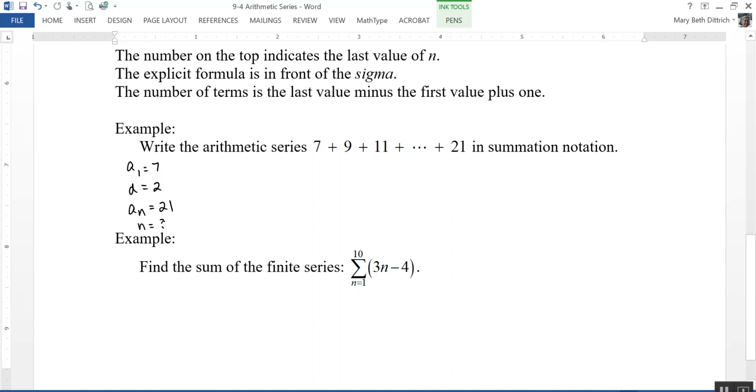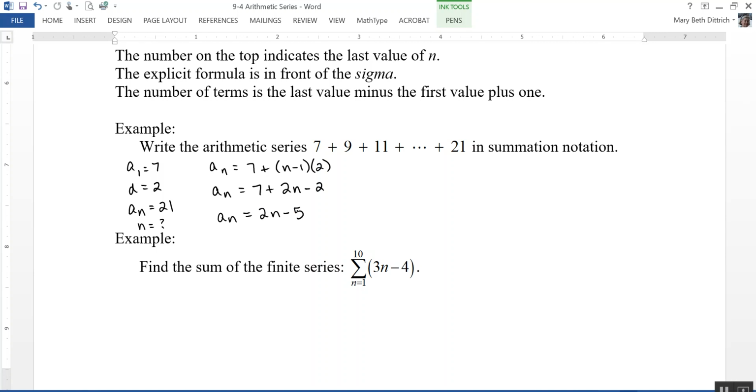So let's go ahead and we can use this to write an explicit formula. Using a sub n equals a sub 1 plus n minus 1 times d, a sub n equals 7 plus, distributing that 2, 2n minus 2, or a sub n is equal to 2n plus 5. That's going to be my explicit formula that goes out in front of the sigma for summation notation.